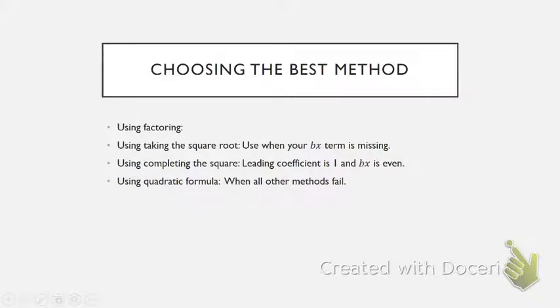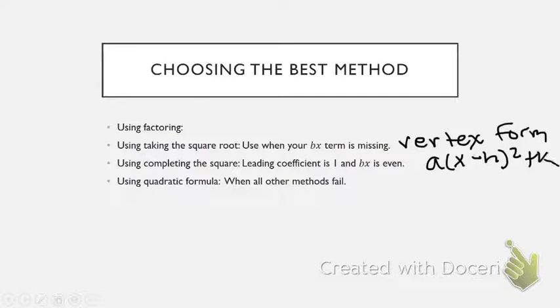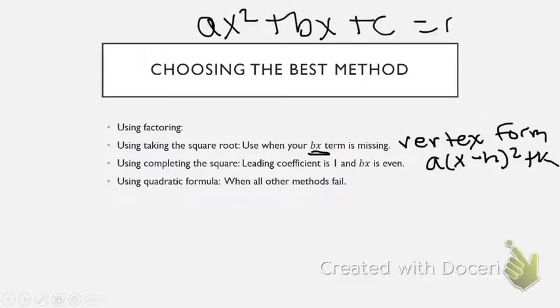Okay, using taking the square root. This is when you're in vertex form, and I apologize, I didn't write that. I should have. I told my students I know vertex form is key. If you don't know what vertex form is, it's a times x minus h squared plus k. If it's in this format, or in more layman terms, your bx term is missing. Remember the quadratic ax squared plus bx plus c equals 0. It's when this term is missing. That is when you take the square root.